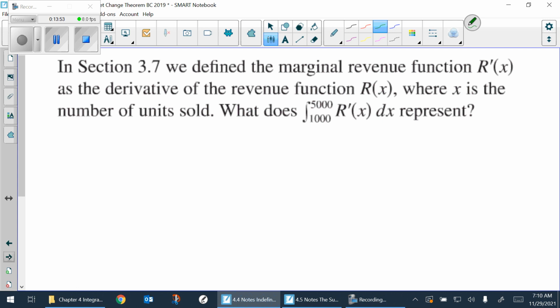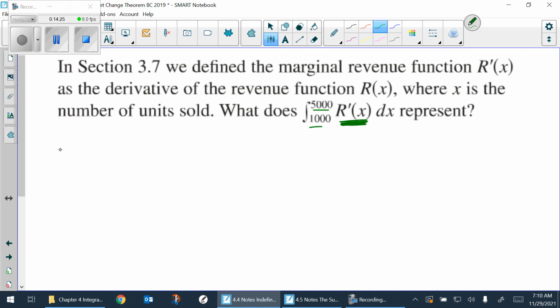All right, marginal revenue. Marginal revenue is the derivative of revenue. And the revenue function is called R of x. x is the number of units sold. So what does the integral of this rate, what does the integral of the derivative tell you? And I've got to be specific. Got to use these numbers as I try to describe this.